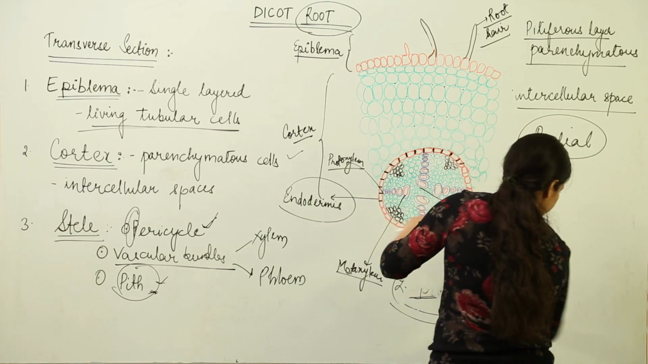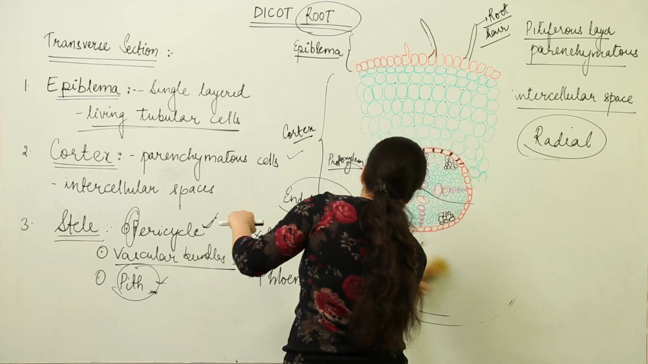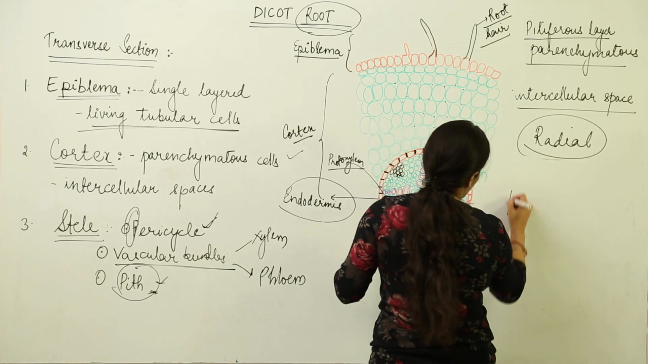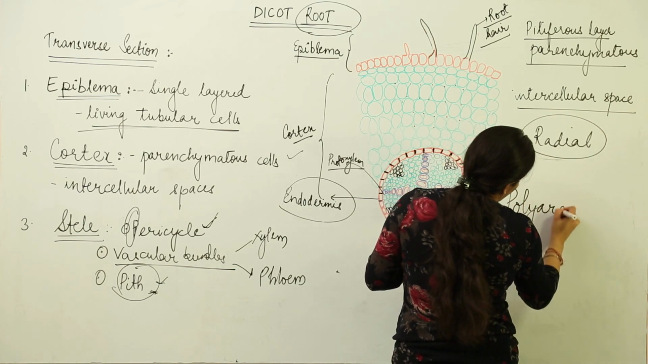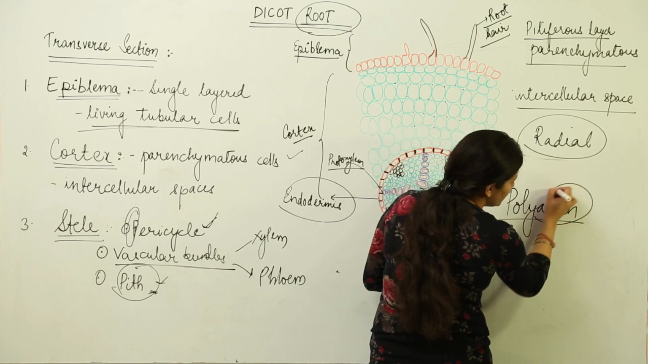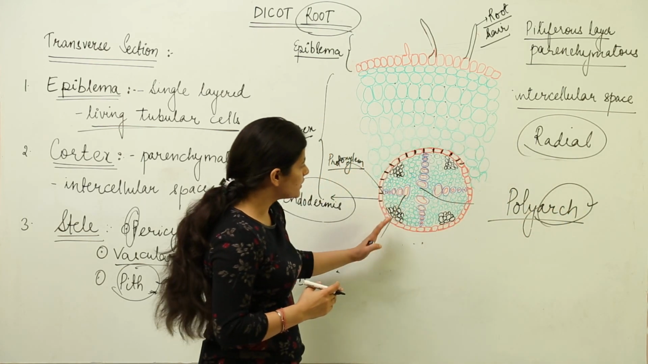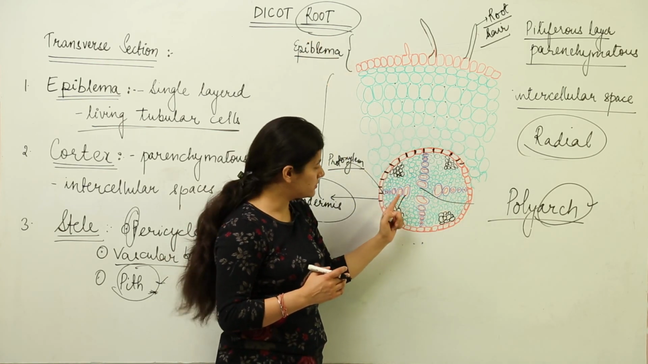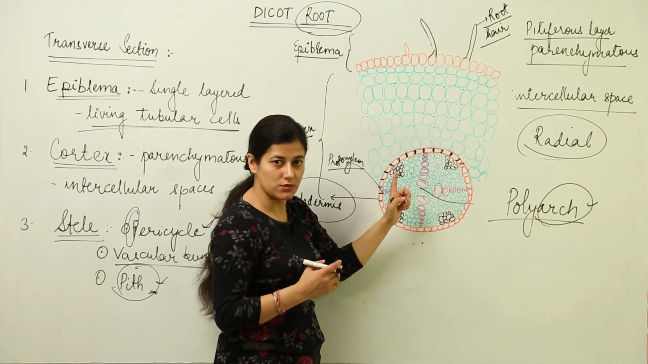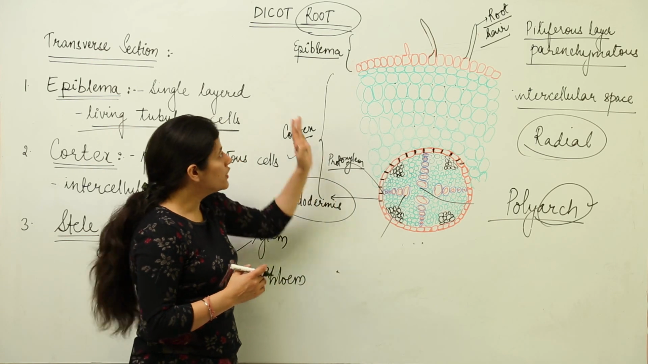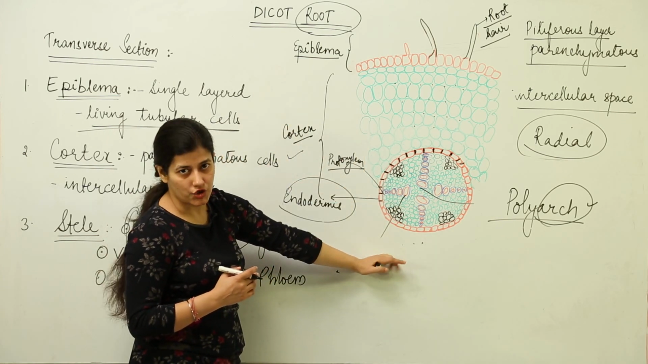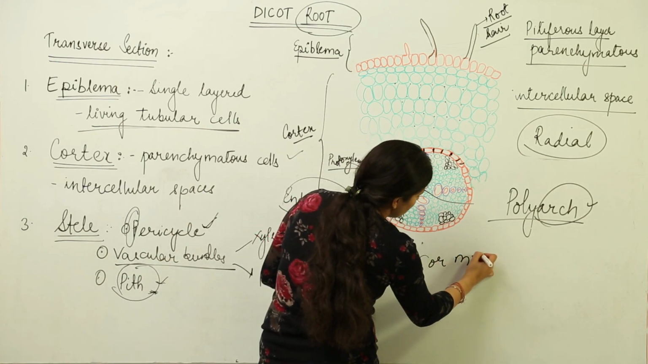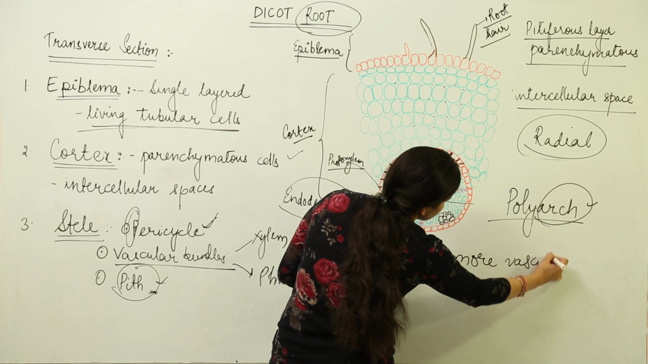another term, that is polyarch. Now as I told, endarch, exarch, this has something to do with vascular bundles only. As you can see, in the case of a Dicot root, there are 4 pairs of vascular bundles: xylem, phloem, xylem, phloem, xylem, phloem, xylem, phloem. This is what you see. In case of monocot root, we are going to find polyarch condition. Now in polyarch condition, when there are 6 or more vascular bundles which are present, that condition is polyarch.